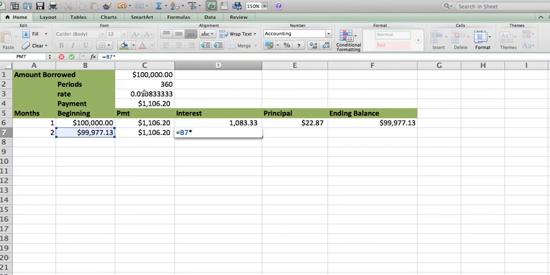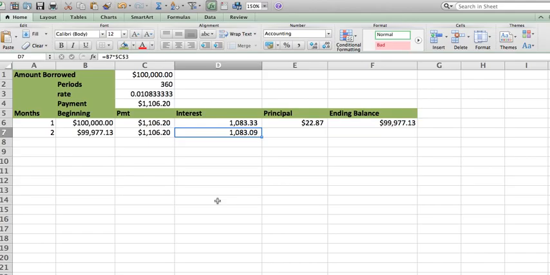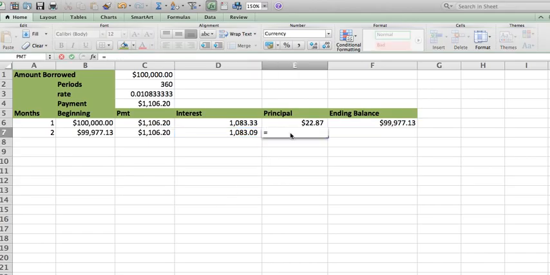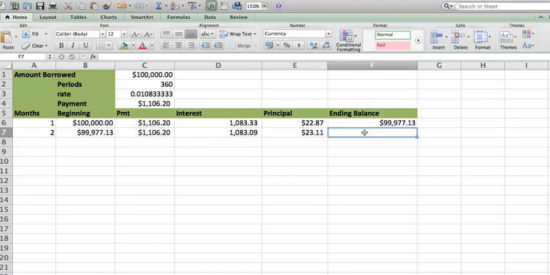Well, you know what I'm going to do? I'm going to go ahead and lock the rate. Again, I do $, and then $, between the letters. Because look, in Excel, B7, B8, that's going to change, but the rate is always going to be the same. Now the principal, again, how do I calculate it? My payment minus my interest, and the ending balance is finally going to be the beginning balance minus the principal.